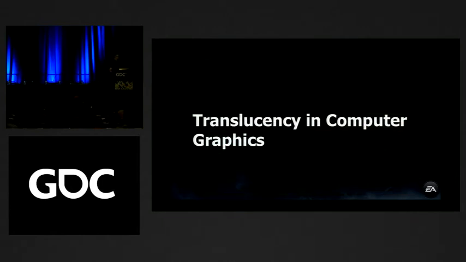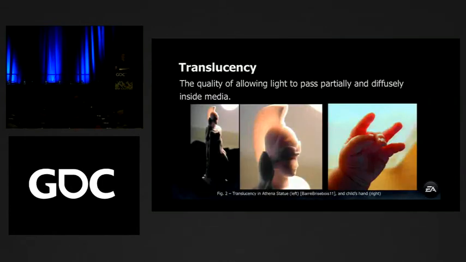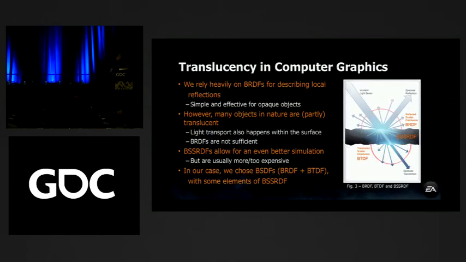So let's quickly review and discuss the current state of translucency in computer graphics. First and foremost, one could summarize translucency as the quality of allowing light to pass partially and diffusely inside media. This applies to non-organics, such as the statue of Athena here, made of a PVC plastic type, and organic surfaces, such as Marc's baby's hand to the right.